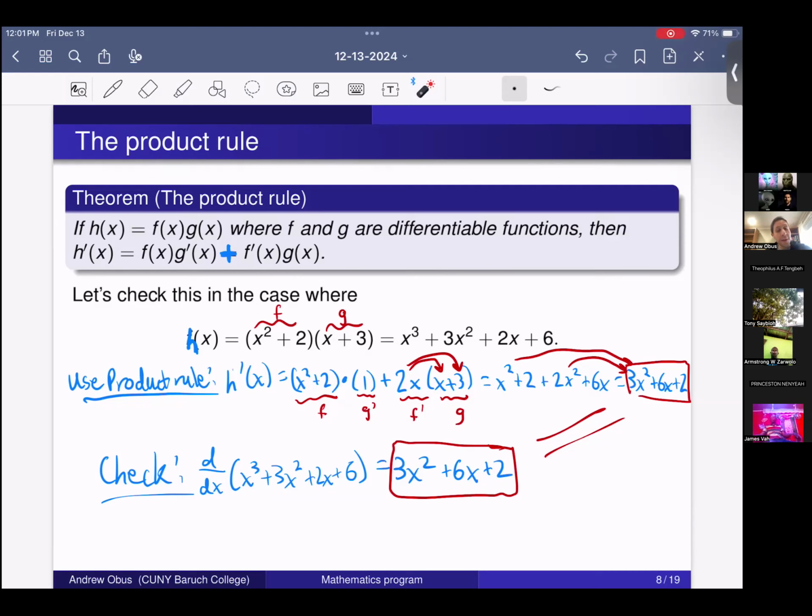So that works as long as you've got a polynomial. The point is later today, we're going to be doing trig functions. And once you're doing trigonometry functions, then you can't use the power rule anymore. Very complicated at that point.